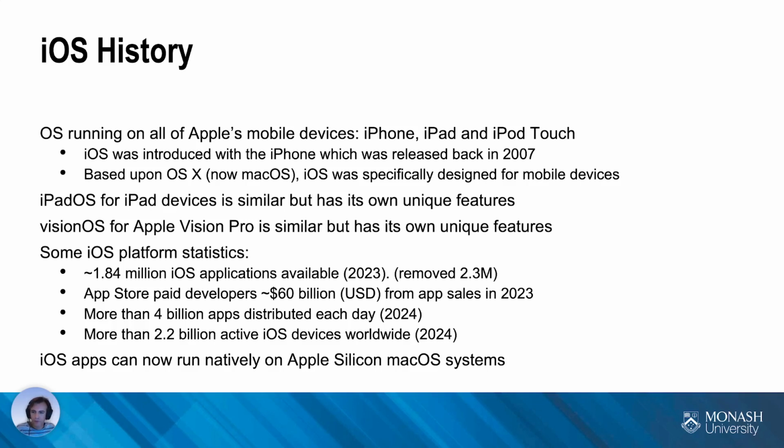Another point that's worth noting is that iOS apps now run natively on the latest generation of Apple desktop and laptops, and these are the M1, M2 chips, what are known as Apple Silicon, and that's because they use an ARM architecture, which is the same kind of architecture that the custom chips that Apple builds that are in its iOS devices use.